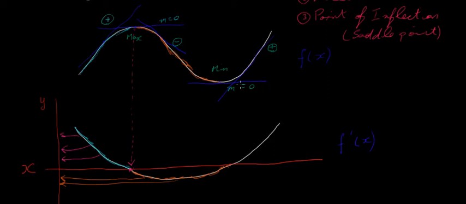Okay, and again we can see here that at our local minimum we have a horizontal tangent, slope of 0. That corresponds to this point here on our first derivative curve.